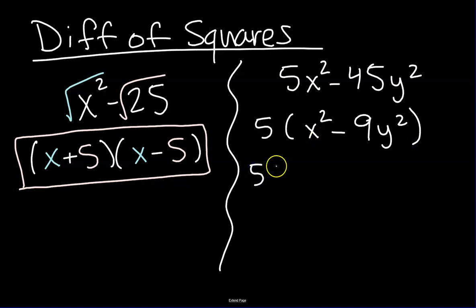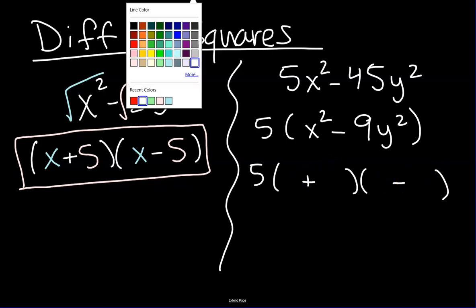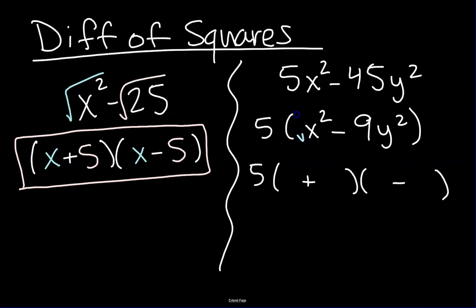So 5 is still here. He's still a factor. He's just not part of our difference of squares. We know one will be plus. We know one will be minus to get that conjugate. All right, so the square root of x squared is x.